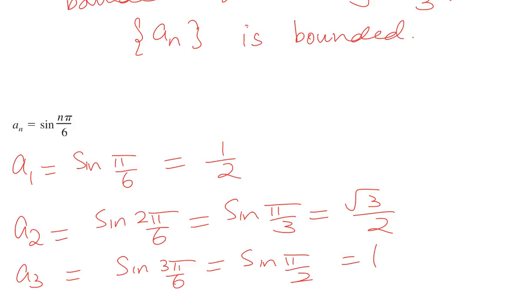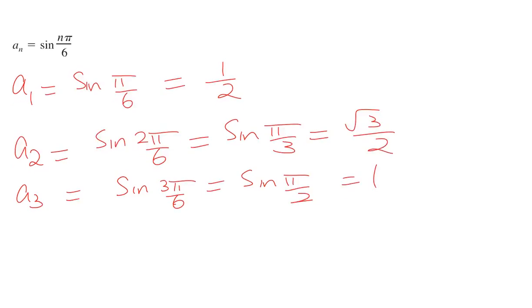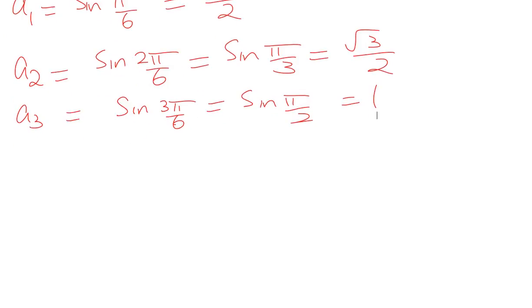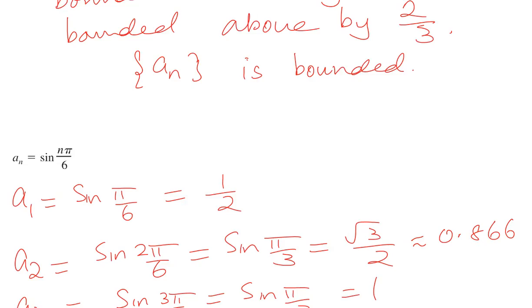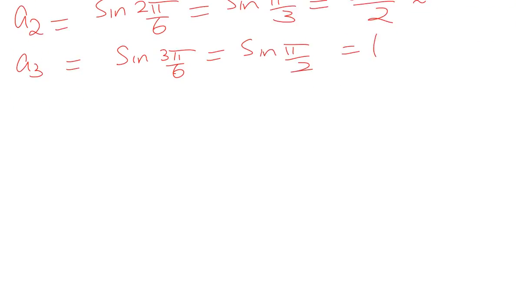Alright guys, is it always increasing or always decreasing? No, it started to increase. √3/2, guys, if you are wondering, that's about 0.866. So it started to increase from 0.5 to 0.866, and then it decreased. Oh, beg your pardon, guys. So it's starting to increase, 1/2, 0.5 to 0.866, and then to 1.